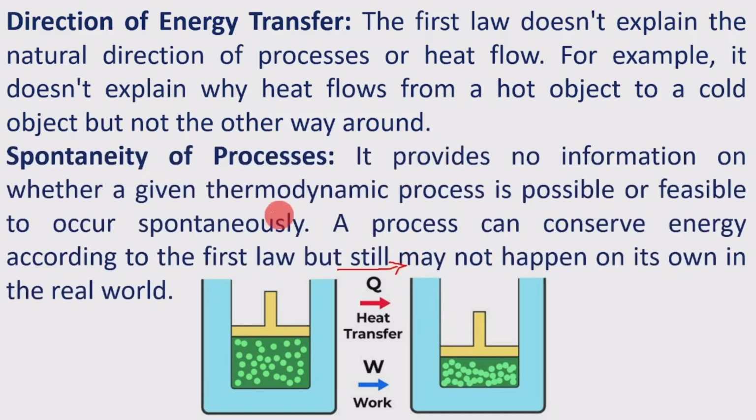The second limitation is the spontaneity of processes. It provides no information on whether a given thermodynamic process is possible or feasible to occur spontaneously. For the conversion of heat into work, or heat transfer from one system to another system, is it occurring spontaneously, or is any external energy required for it to occur? That is not mentioned. That is the spontaneity of the process, and it is not explained in the first law statement.